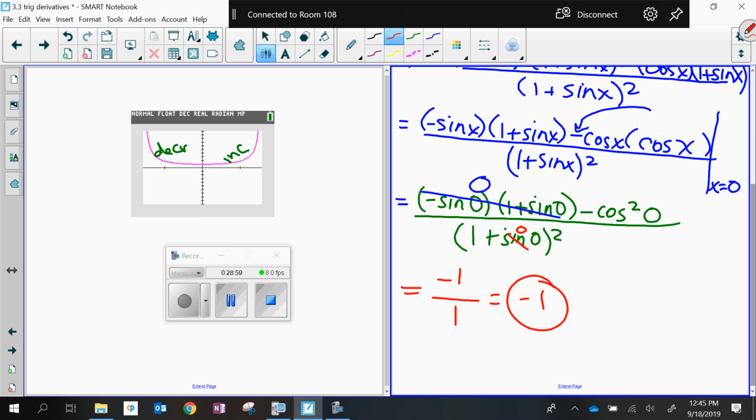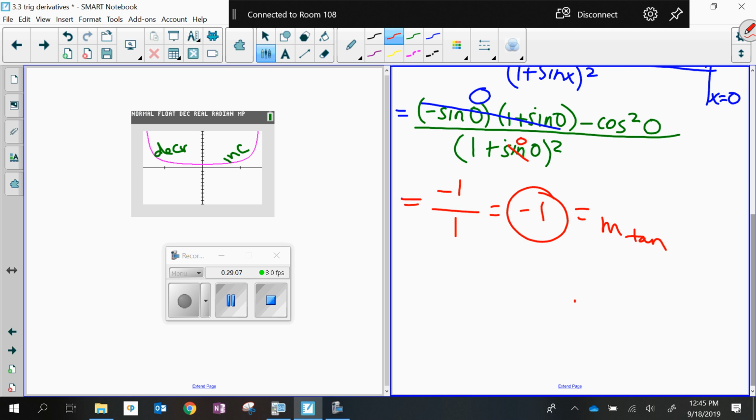So what does that represent? This is the slope of the tangent line. Okay. All right, so if that's the slope of the tangent line, what's the slope of the normal line? 1. Opposite reciprocal. When you reciprocate 1, you still get 1. Okay, and then the opposite of negative is positive.